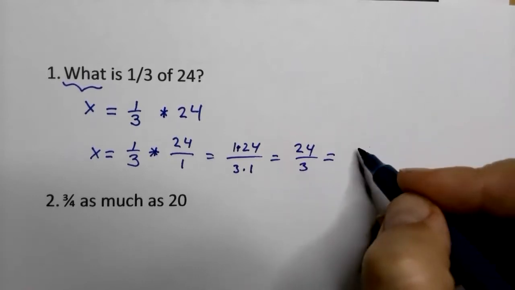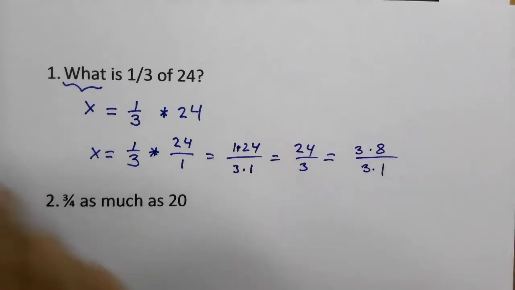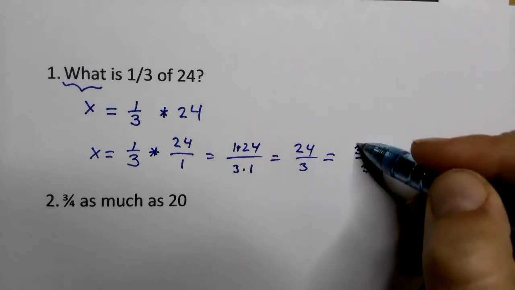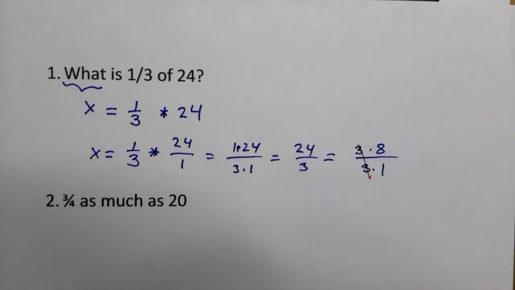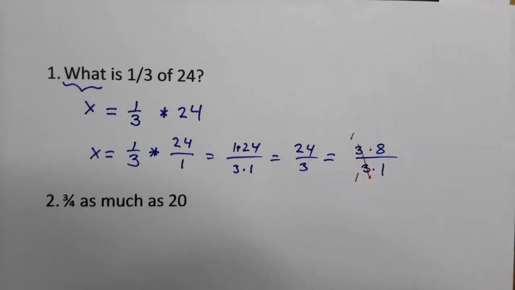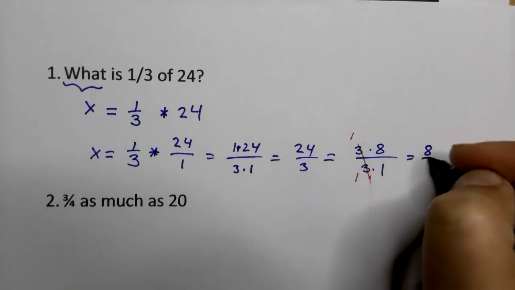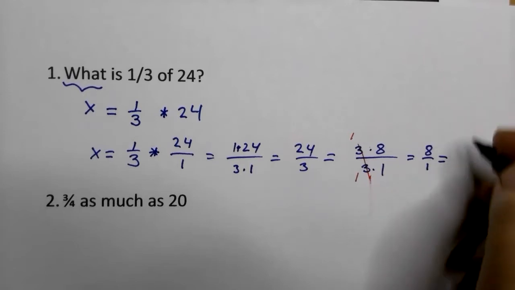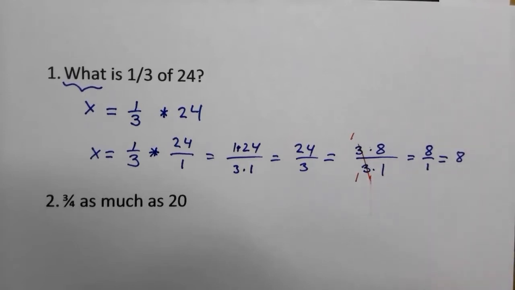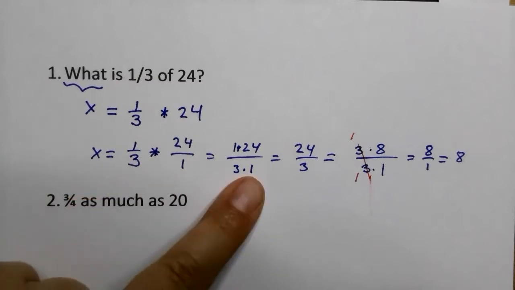And then we are going to basically extract a common factor from both the numerator and the denominator and cancel them out. By the way, they don't disappear, they turn into ones. It's not zeros. Just a quick reminder. So you have 8 over 1 left, or basically 8. So that's how you translate this phrase into an equation and then work it out.